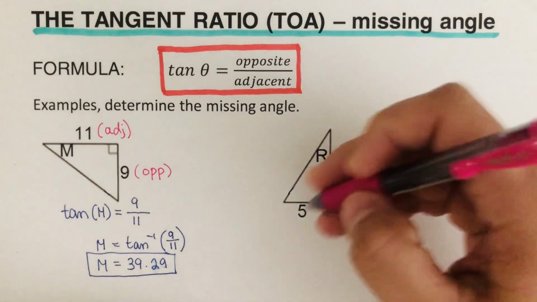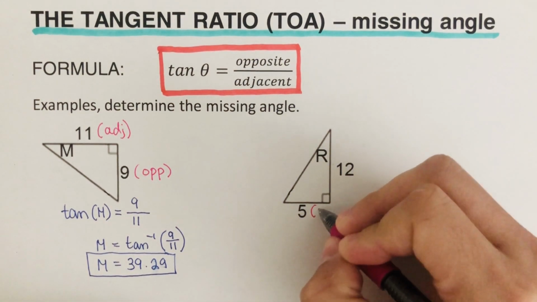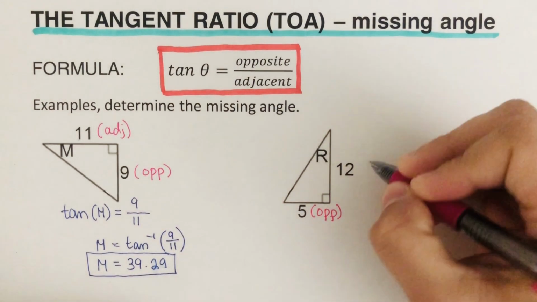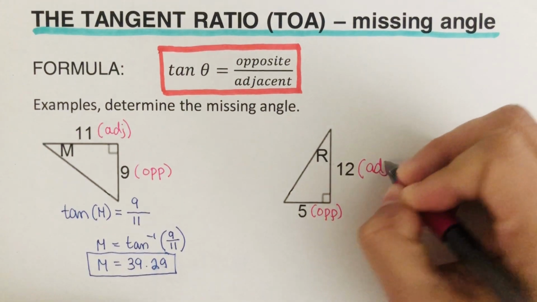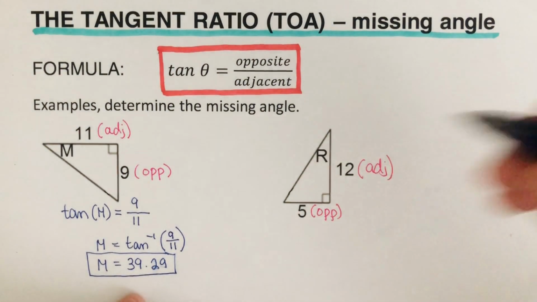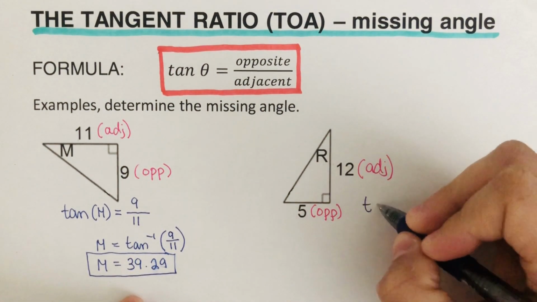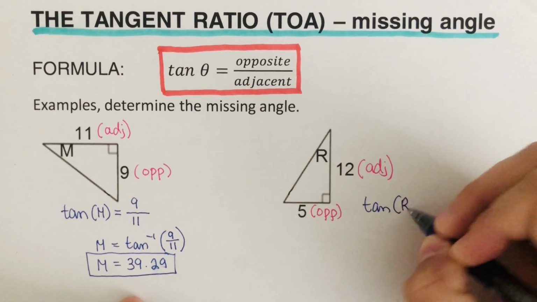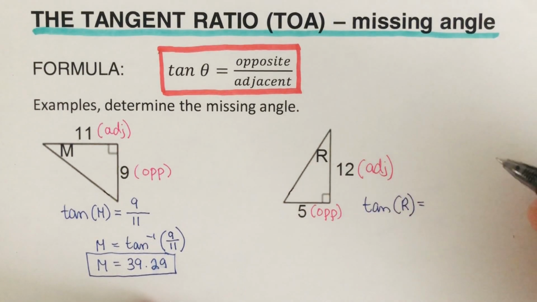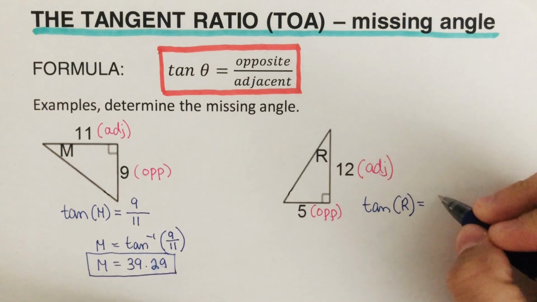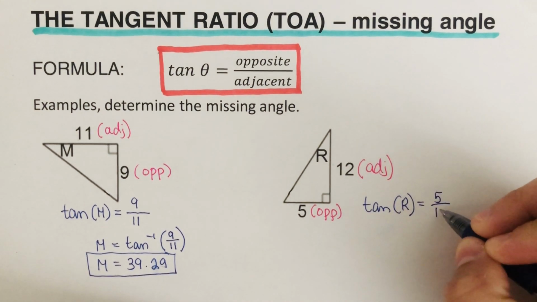Okay, so it's pretty much the same thing. Our 5 here is the opposite side. Our 12 is the adjacent side. So then we set up the equation. Tangent of angle R is equal to opposite over adjacent. So that would be 5 over 12.